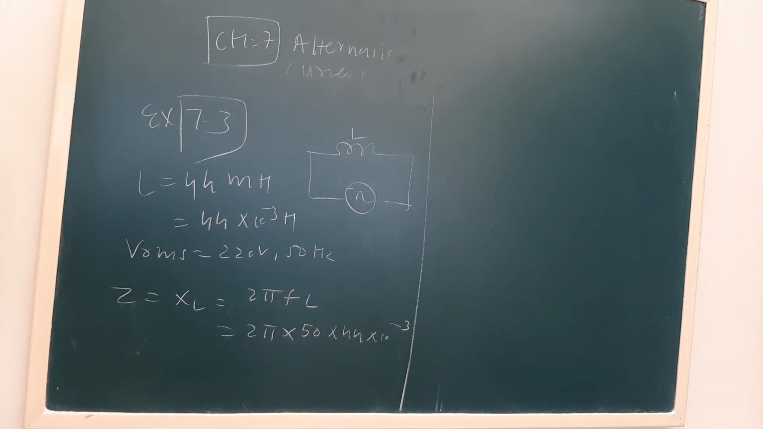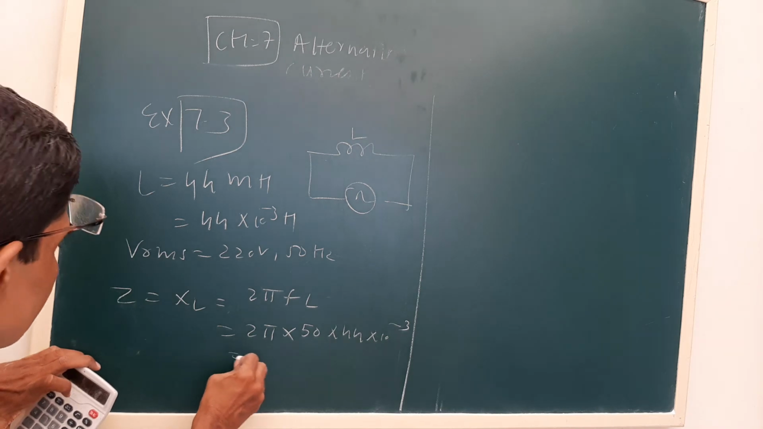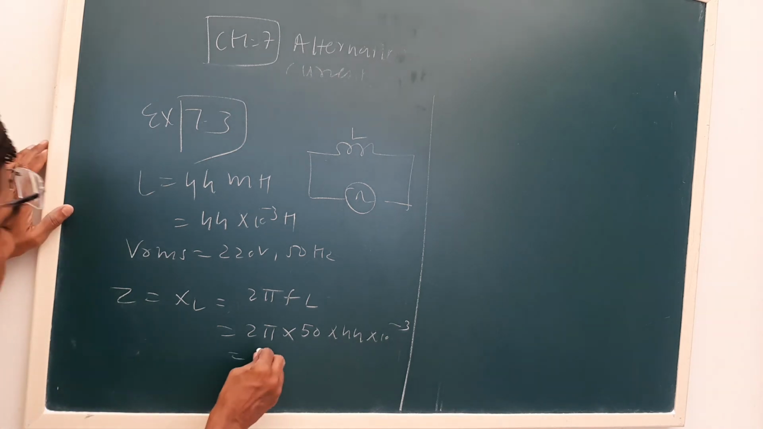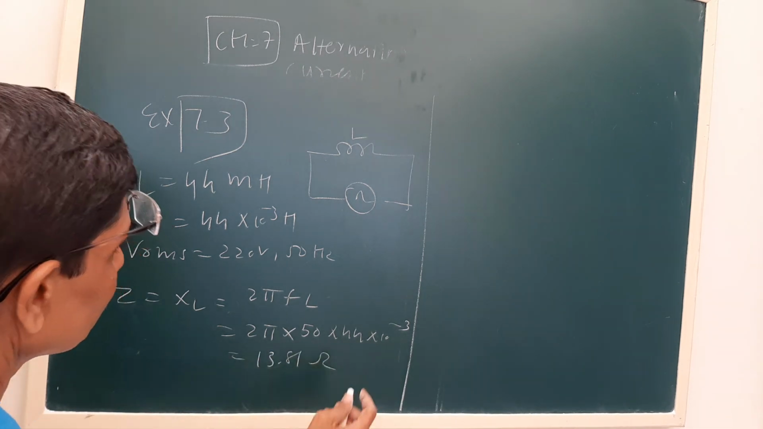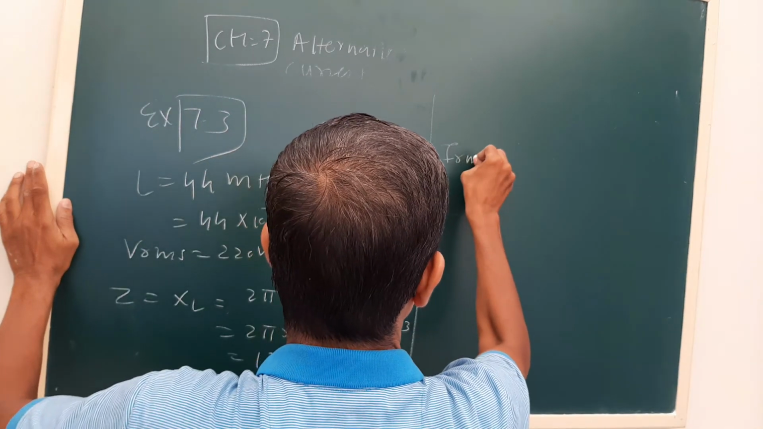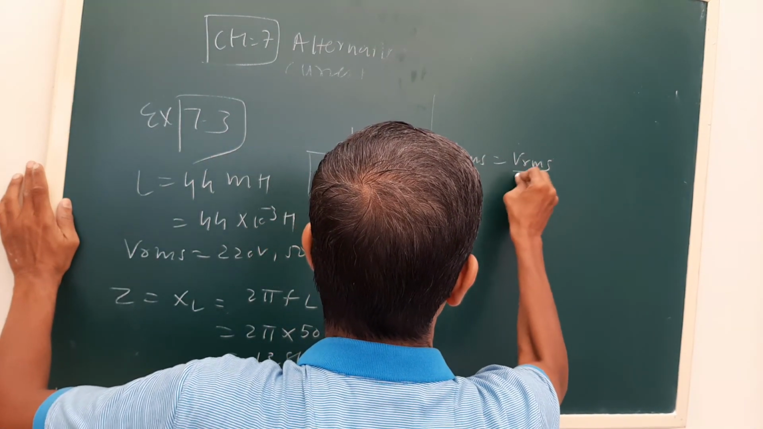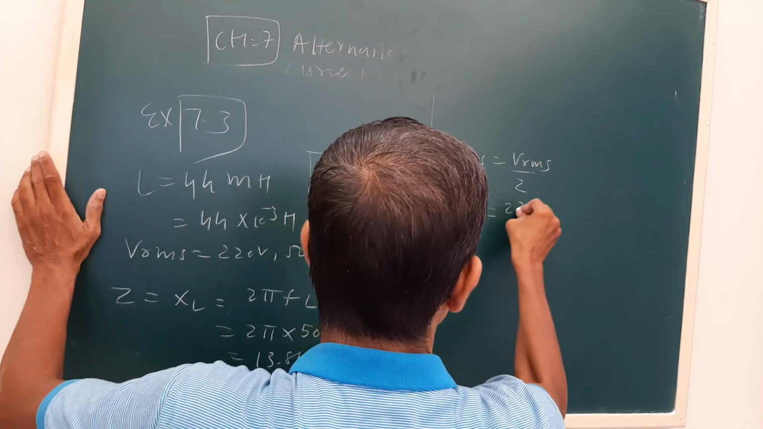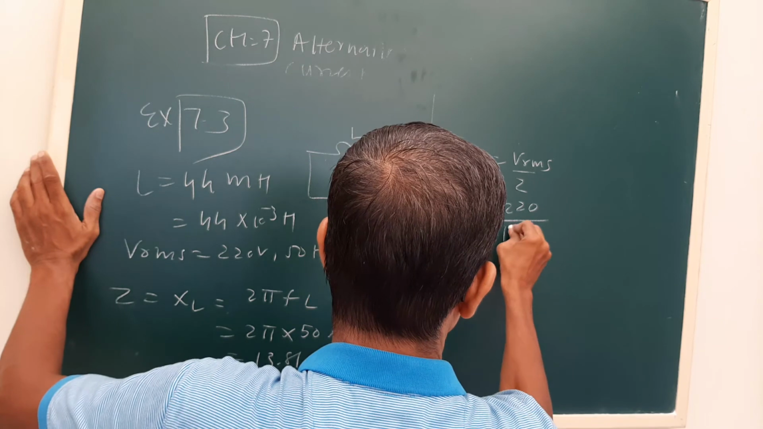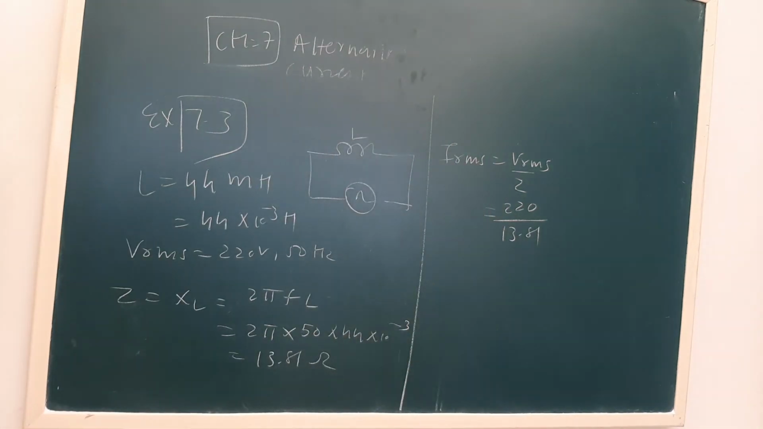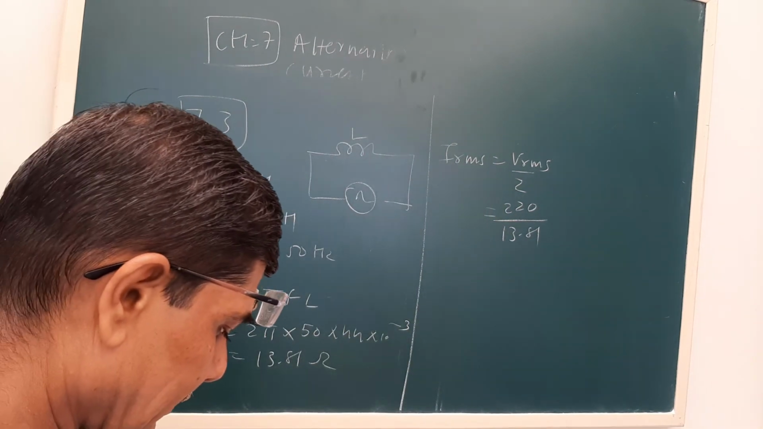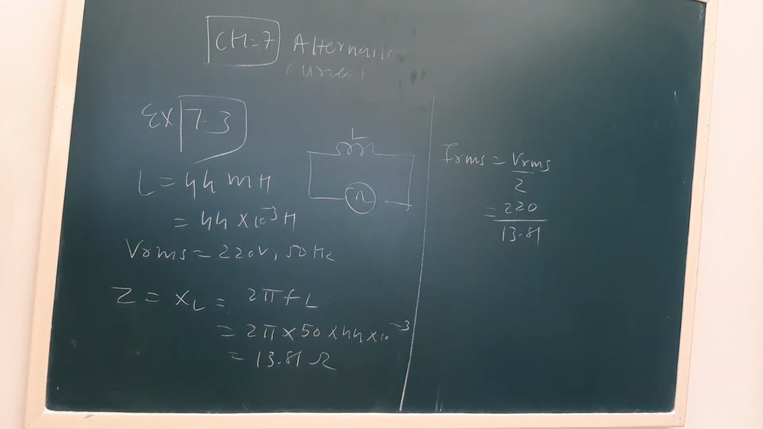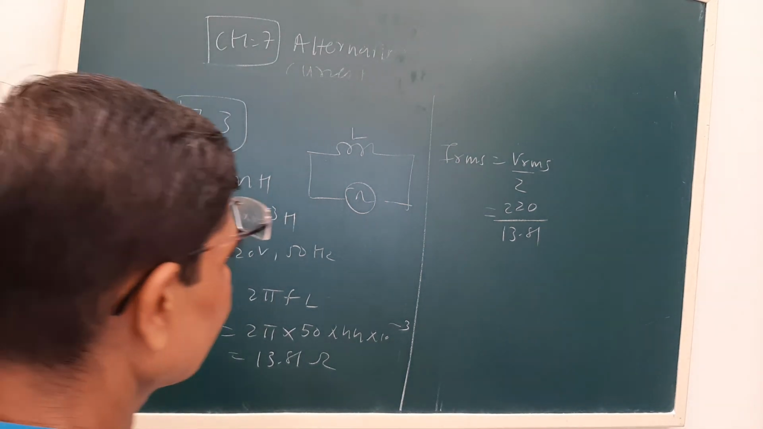13.81 ohm. So what will be IRMS? Now 220. If you divide it, 220 divided by 13.81, you will get 15.92.